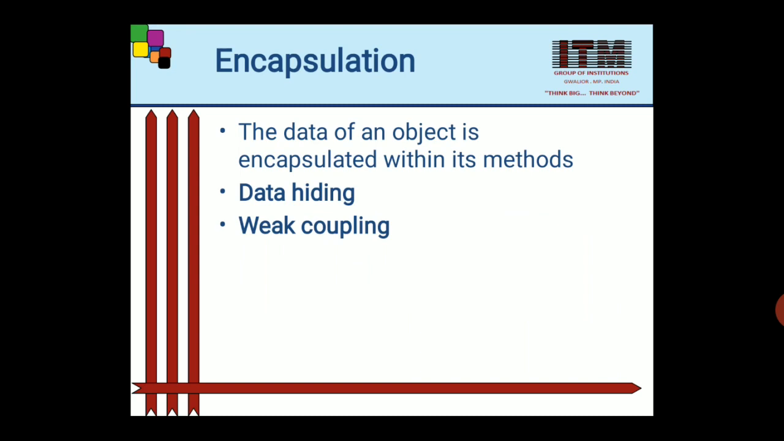Here there are two basic concepts: data hiding and weak coupling. Data hiding means the encapsulation implies that the internal structure and data of an object are hidden, so that all interactions with the objects are simple and standardized. And weak coupling means objects do not directly change each other's internal data, so they are weakly coupled.